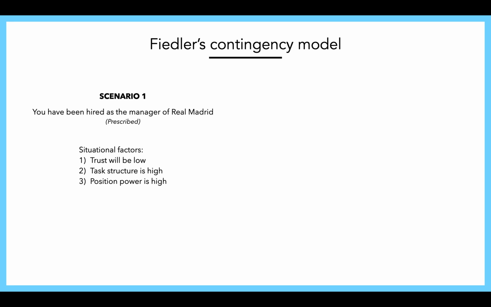However, it's the Real Madrid football team. Task structure is high. The players are there to win football matches. Real Madrid play attacking football. They are expected to get 3 points and win the league. Everyone knows their task. And position power is high. They get in a coach who's well qualified. You've come in and you can say, do you want to keep that player or not?